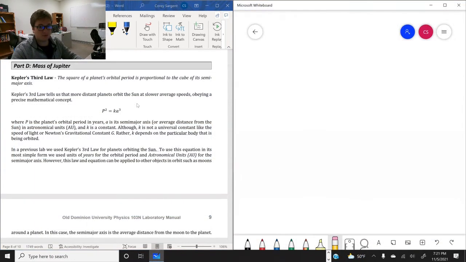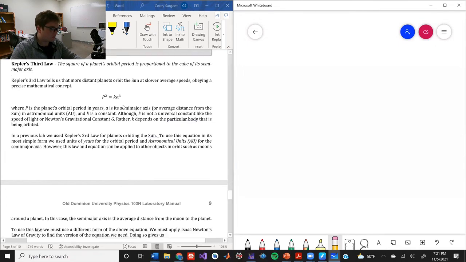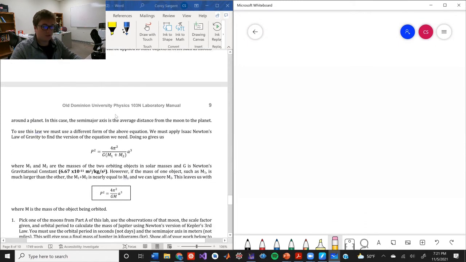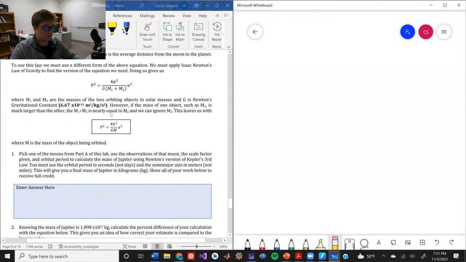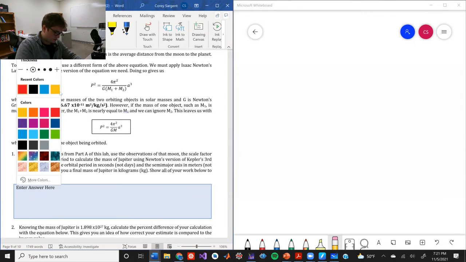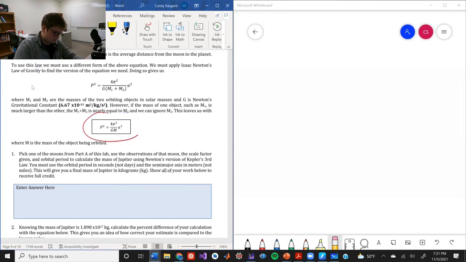Okay, so now we're on the final part, the mass of Jupiter. The cool thing here is that we're actually going to use all the information that we found about one of the moons from part C. We're going to estimate the mass of Jupiter. The equation that you'll be interested in is this one right here. That is the equation you're going to be using. And you're also given big G.